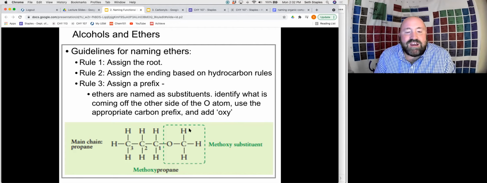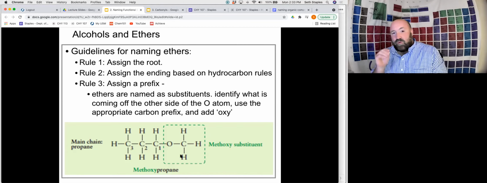So there's a 1 carbon group coming off this oxygen, so that gets the meth name. Then we add oxy. So that makes this what we call a methoxy substituent. And so here's the meth, and the oxy simply means that it's attached to an oxygen. So that puts the full name of this together as methoxypropane. Again, here's our main chain, 1, 2, 3 carbons long, and then attached to a methoxy.